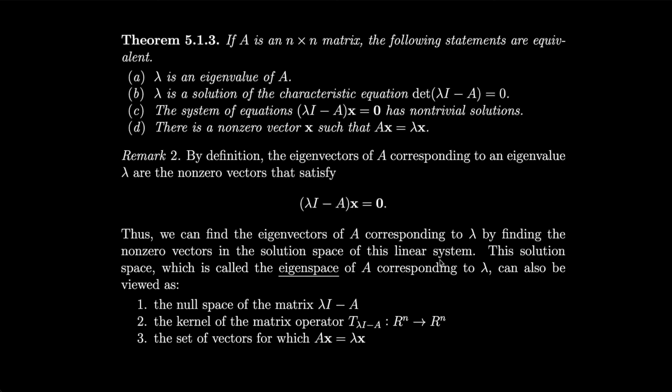By definition, the eigenvectors of A corresponding to an eigenvalue lambda are the non-zero vectors that satisfy (lambda I minus A)x equals 0. Thus, we can find the eigenvectors of A corresponding to lambda by finding the non-zero vectors in the solution space of this linear system. The solution space, which is called the eigenspace of A corresponding to lambda, can also be viewed as the null space of the matrix lambda I minus A, the kernel of the matrix operator T from Rn to Rn given by lambda I minus A, and the set of vectors for which Ax equals lambda x.